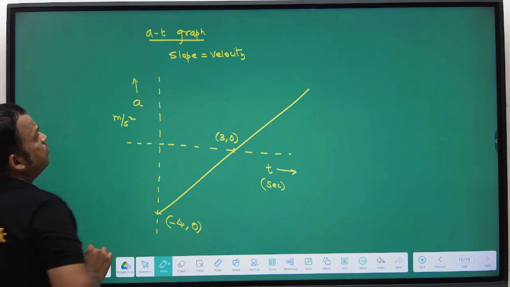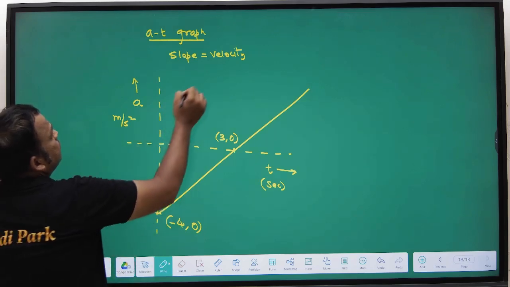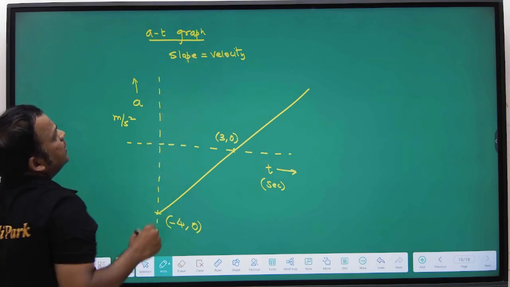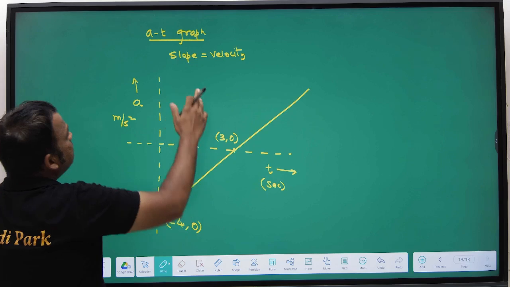So what is the slope? So AT graph, the slope is dA by dt. Wait, we have to consider VT graph.